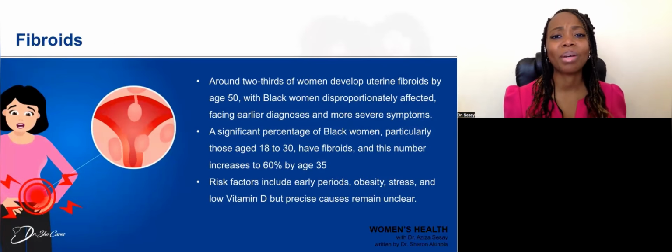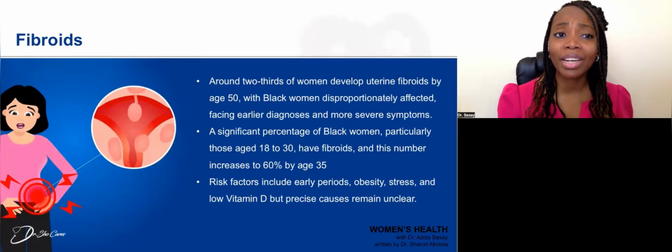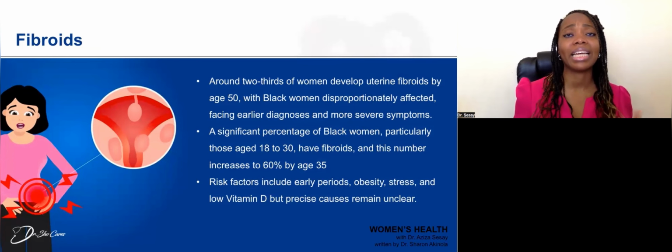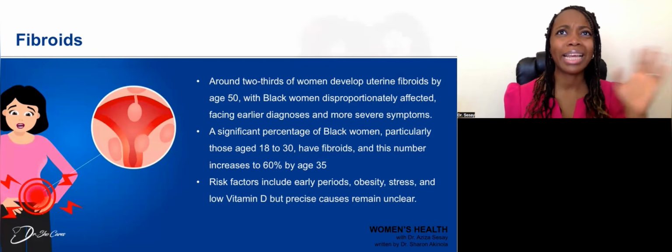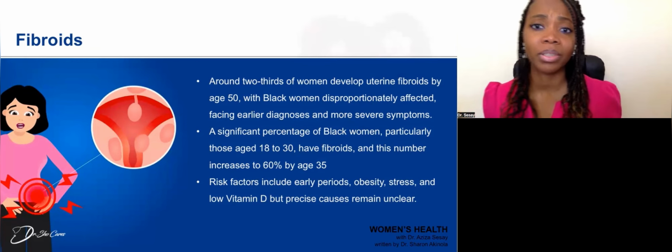All right, let's talk about fibroids. Fibroids are very, very common. It's said that at least two-thirds of women will develop fibroids by the age of 50. They said 80% altogether, up to 80%.